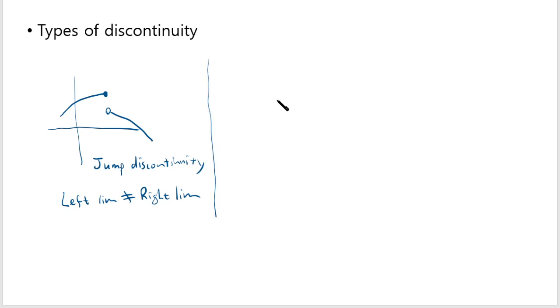Now, another type of discontinuity is when the function value is not defined, or when the function value is defined, but its value and the limit are different. So this is an example where the function is not defined at this point, so there's a hole. This one, the value is up here, but that's different from the limit, right?